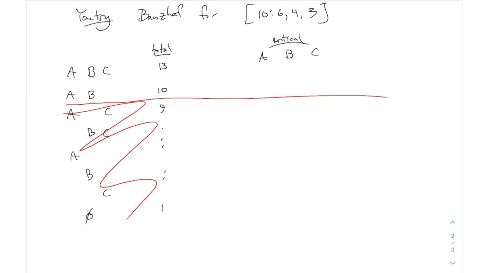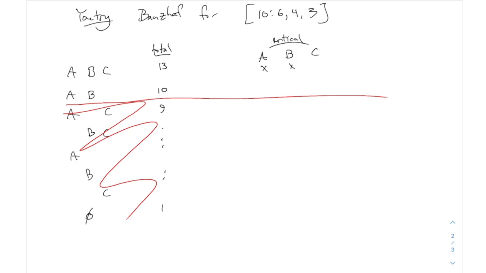So in the first one, ABC adds up to 13. In order to get to 10, you need the 6 and you also need the 4, because if you were to omit either of those, it would drop below 10. You don't need the C, which is 3, because then it goes down to exactly 10, which is still meeting the quota. So that means A and B are both critical here.